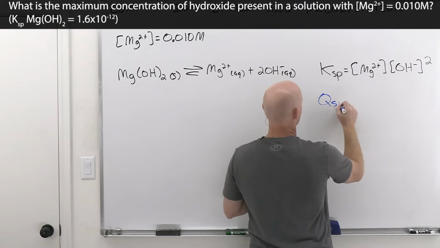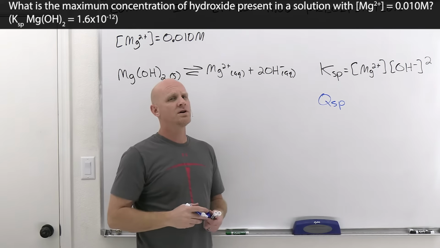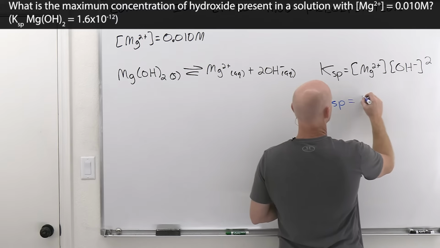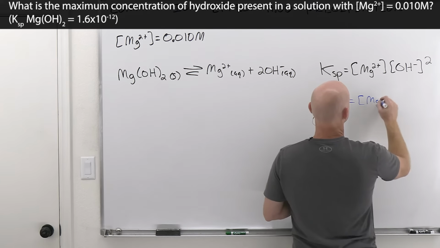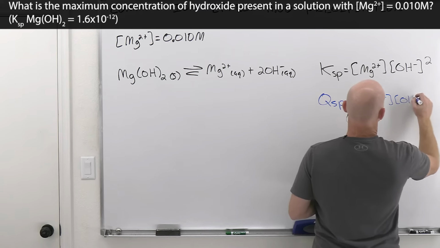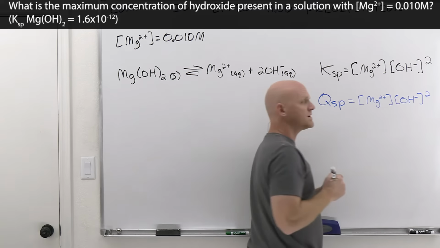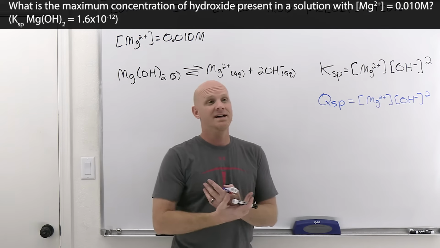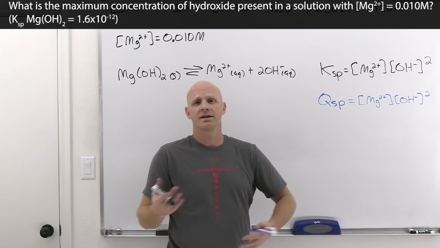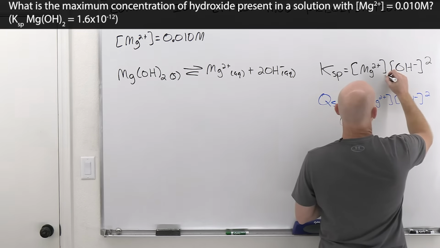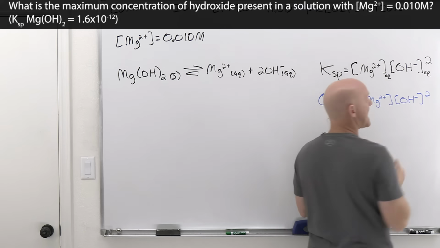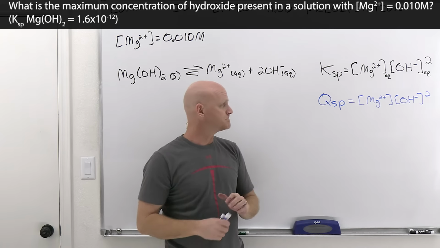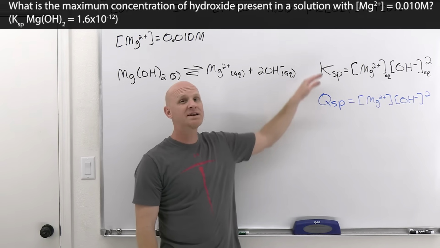is relating to something we might call Qsp. So Q is the reaction quotient, the same one we encountered a couple chapters back. It looks a whole lot like the Ksp, with one key difference. The Qsp has the magnesium and hydroxide concentrations included at any point along the way. You might be at equilibrium, you might not. Whereas for Ksp, we don't write it in, but it's implied that these concentrations have to be measured at equilibrium for this product to equal Ksp. And so what we're going to be doing is comparing Qsp to Ksp.